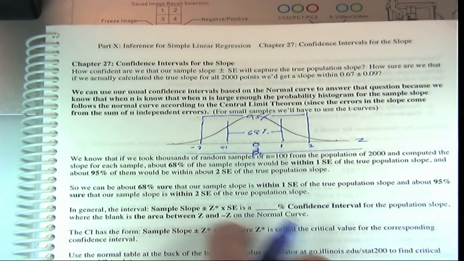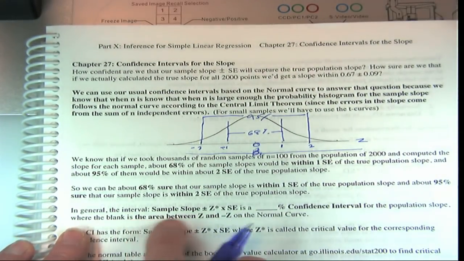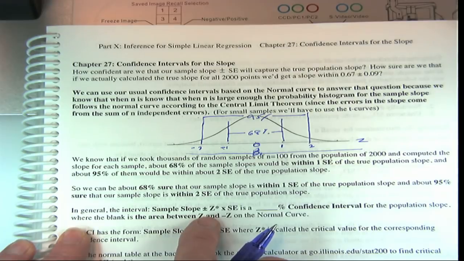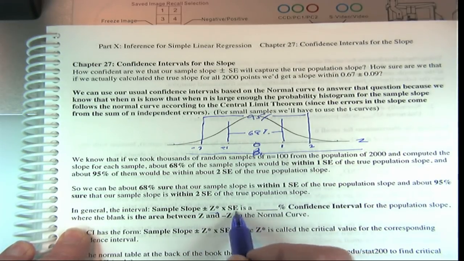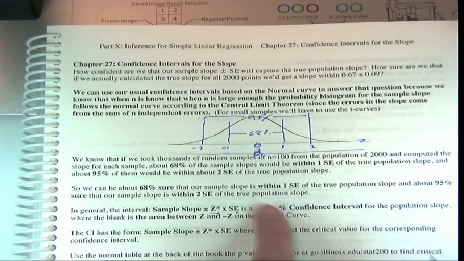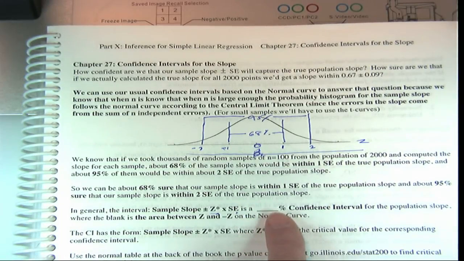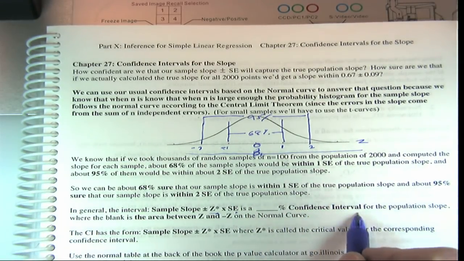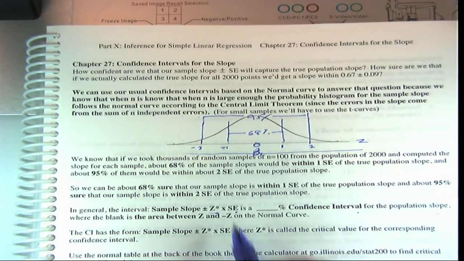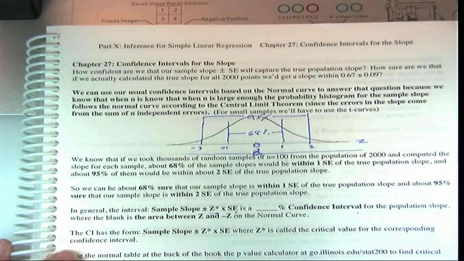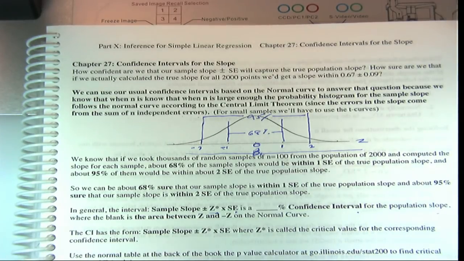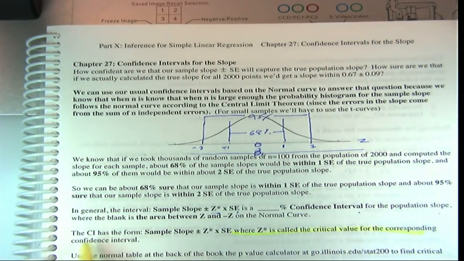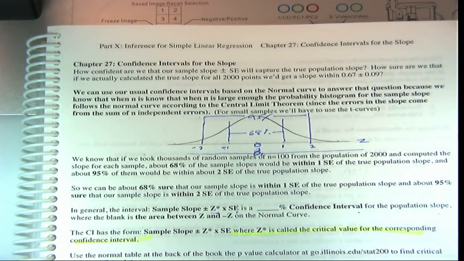So that's the idea. And so in general, the interval, the sample slope, plus or minus the critical value corresponding to the confidence level times the standard error, is a certain percentage confidence interval for the population slope. Okay, so much easier to just show an example. So this z star, remember, is the critical value. Let's look at an example here.